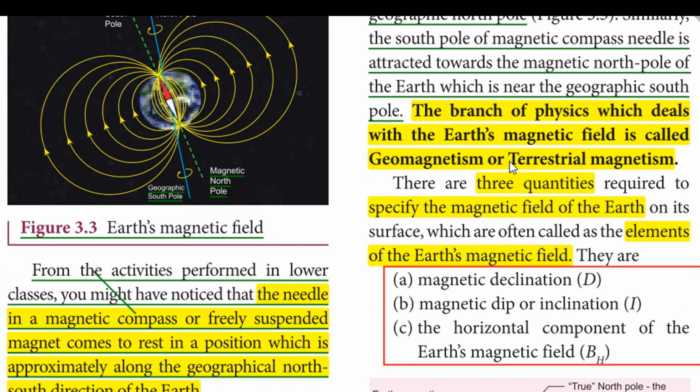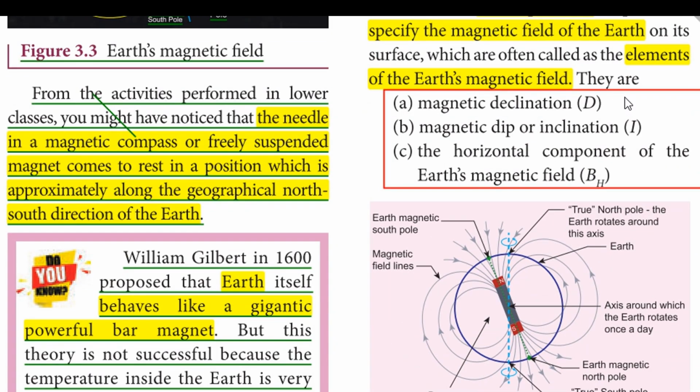What is geomagnetism? That's the branch of physics which deals with the Earth's magnetic field. That is called geomagnetism or terrestrial magnetism. There are three quantities required to specify the magnetic field of the Earth on its surface. They are called the elements of the Earth's magnetic field. They are magnetic declination denoted by letter D, magnetic dip or inclination denoted by letter I, and the horizontal component of the Earth's magnetic field denoted by BH.